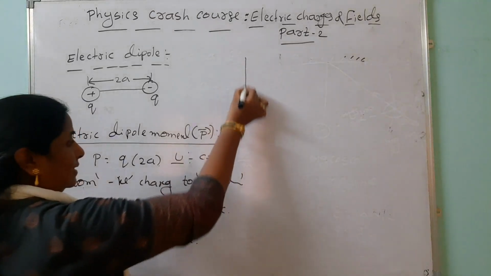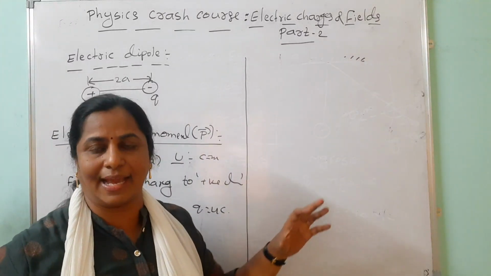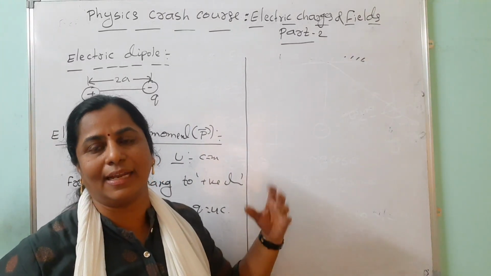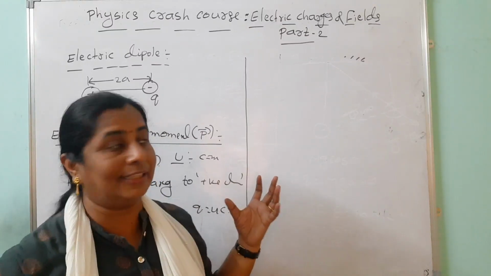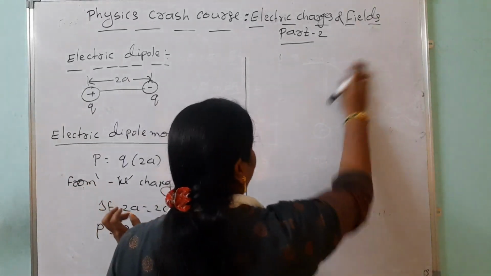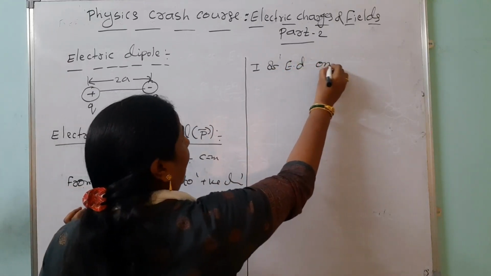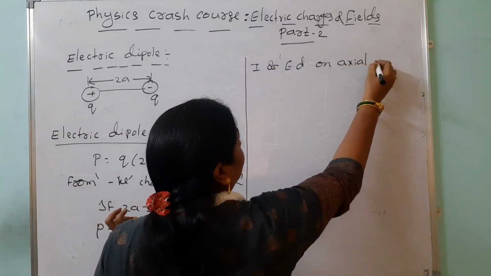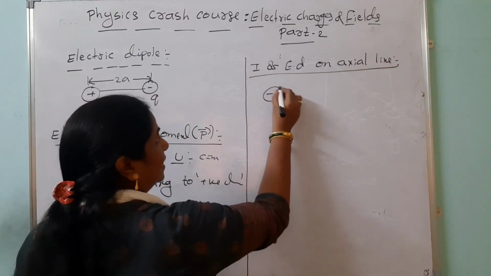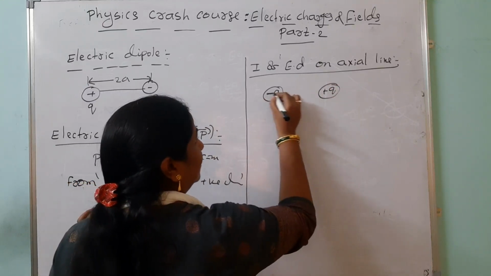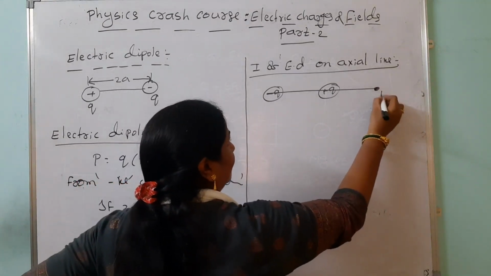Now we are going to discuss different cases. We can find the intensity of the electric field on the axial line, on the equatorial plane, or at any angle. These are very important for IPE also. I think you were perfect in that. See, the intensity of an electric dipole on the axial line. What is the formula? Actually, what is the axial line? This is the negative charge, this is the positive charge. The line passing through the two charges is called the axial line.